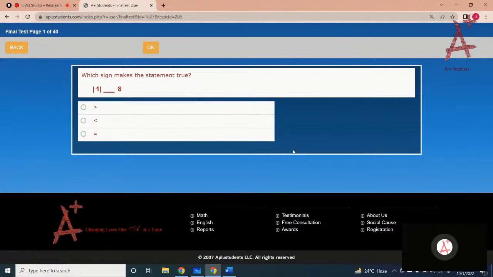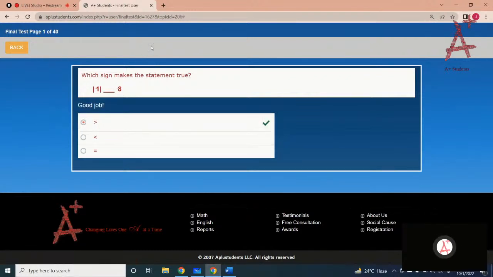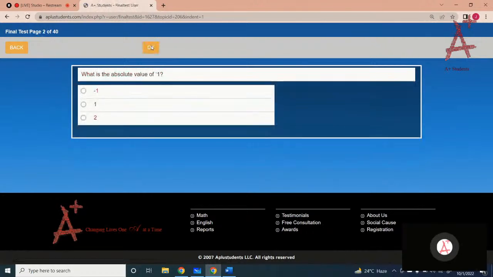Okay, which sign makes the statement true? Absolute value of negative 1 and negative 8. The absolute values are always positive numbers. So that means absolute value of negative 1 is 1, and 1 is greater than negative 8 because positive values are always greater than the negative values. Got it?